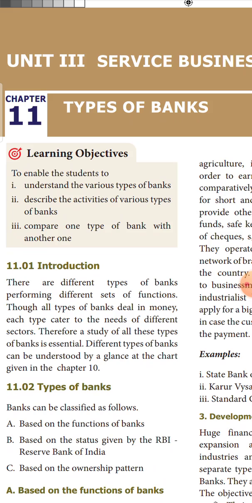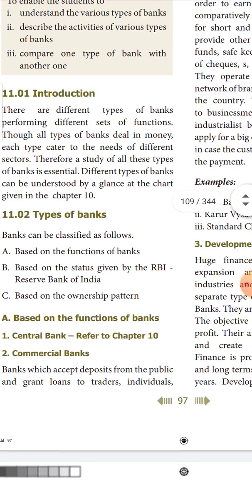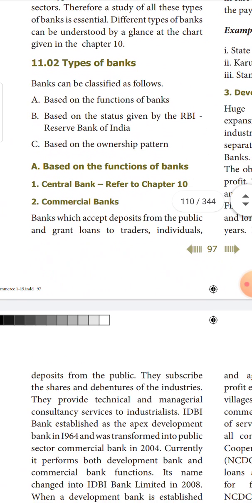When we learn the types of banks, basically the banks can be classified on a few criteria. First, based on functions, banks could be classified under 11 categories. Next, based on the status given by the RBI, banks could be categorized under two categories. And lastly, based on the ownership pattern: who owns the bank, who are the shareholders of the bank, what is the share capital contribution, who makes the contribution of the capital. Based on that ownership, banks could be classified under different criteria.